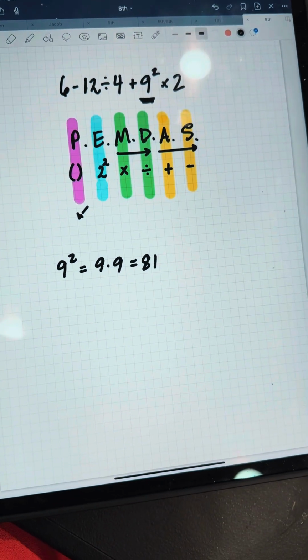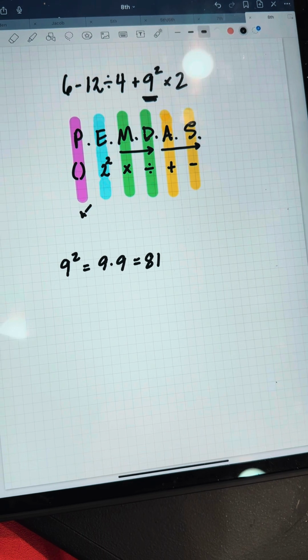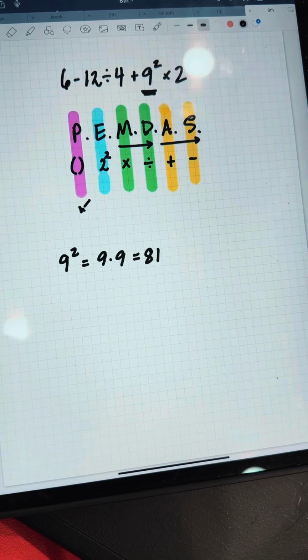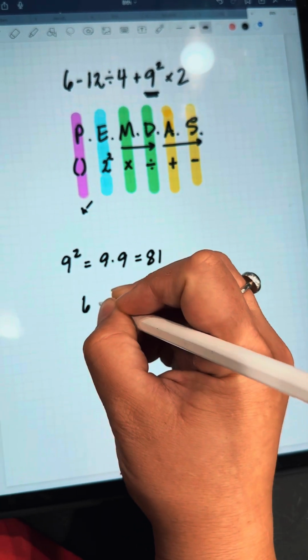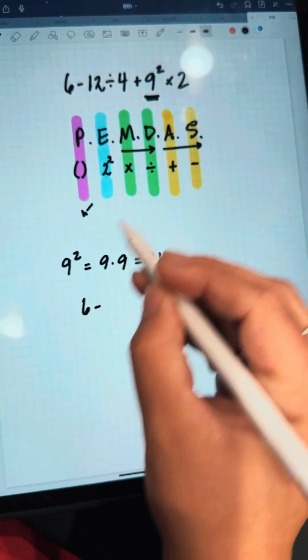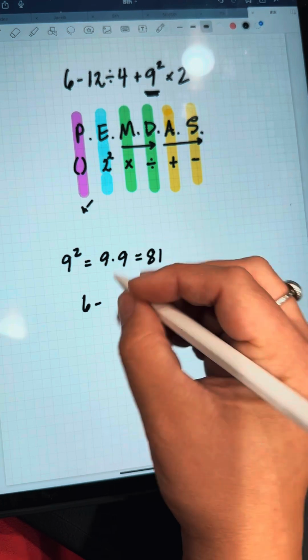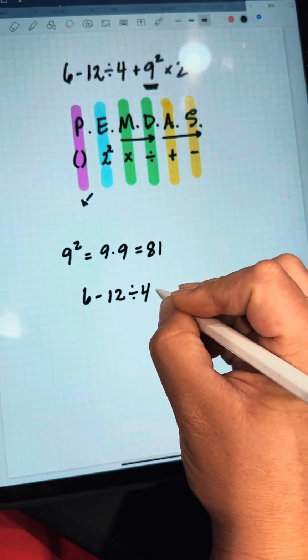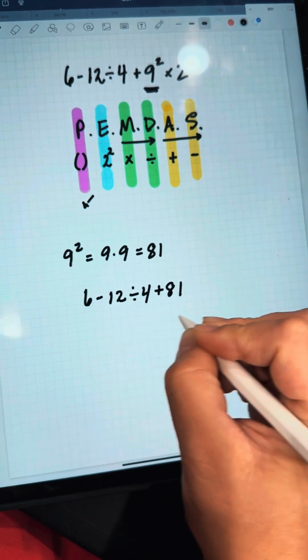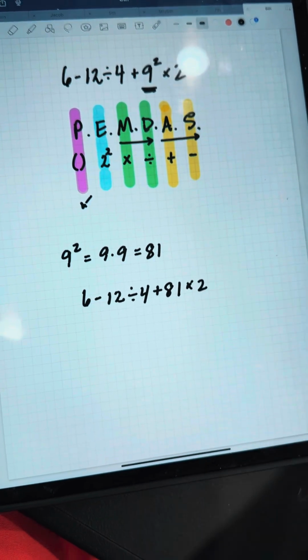One of the challenges of order of operations is staying organized, as you're going to be doing a lot of arithmetic. So I like to write the original equation, but replace my 9 squared with what I've turned it into. This makes sure that I don't forget anything. So notice instead of 9 squared, I put 81.